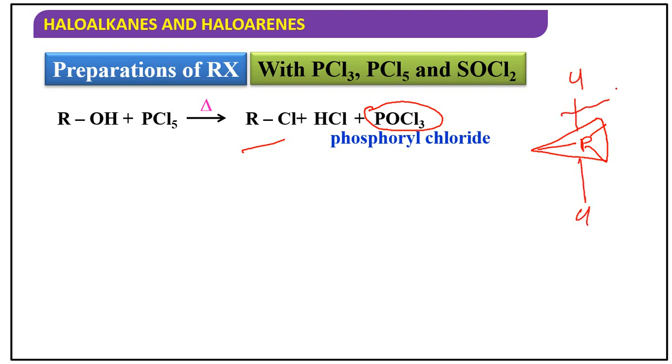These two chlorines have more bond length, so bond strength is less. So first these two chlorines are breaking. The remaining three chlorines have stronger bonds, that's why they remain as they are. These chlorines are hydrolyzed. This chlorine is replaced by OH.